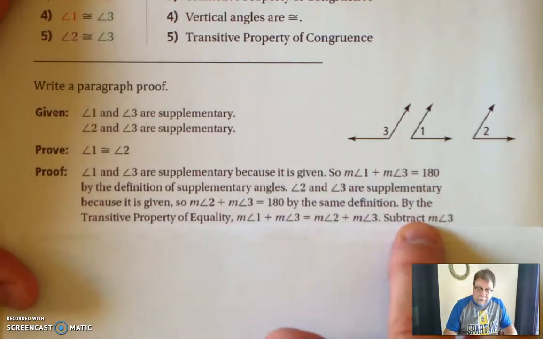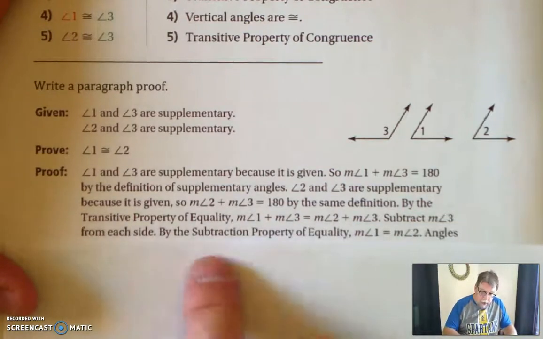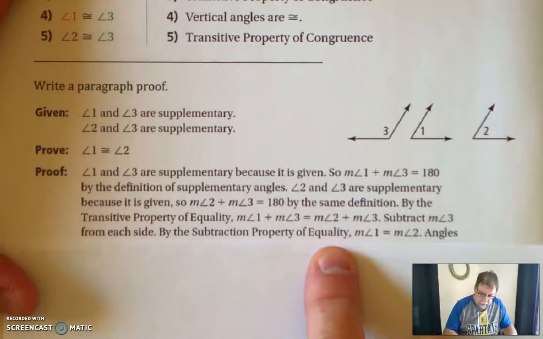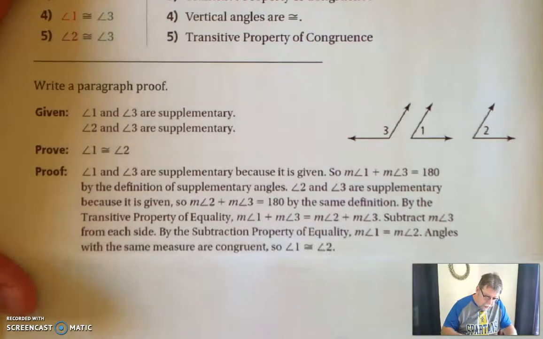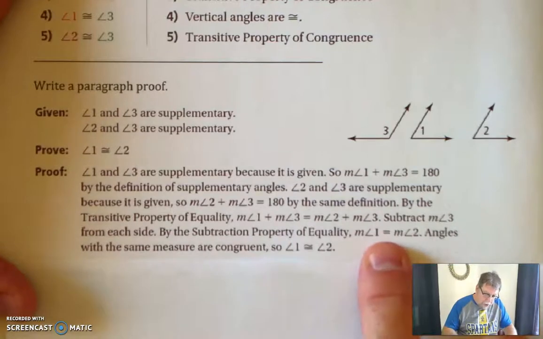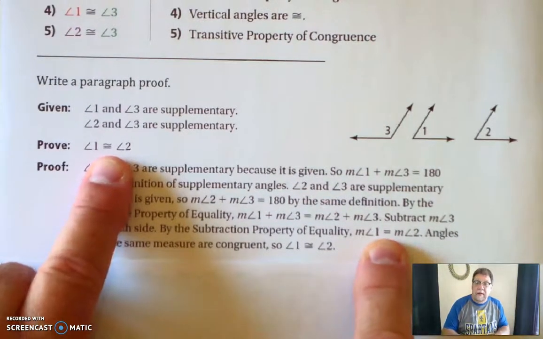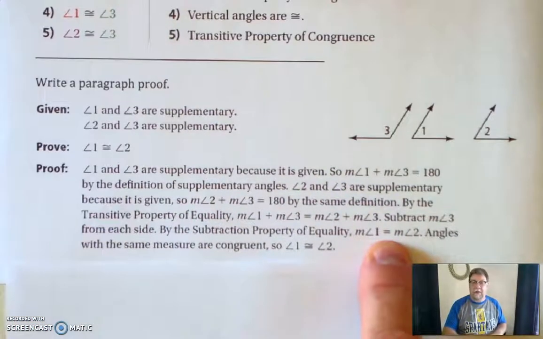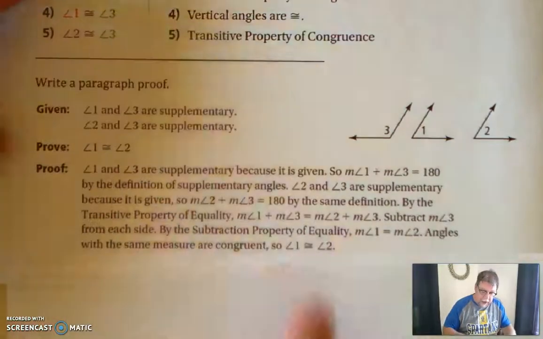Then if we subtract the measure of angle 3 from both sides, that's the subtraction property of equality. And so therefore, angle 1 and angle 2 have to be congruent, because angles with the same measure are congruent. Notice this is not the same statement, by the way. The measure of angle 1 equals the measure of angle 2, and angles with the same measure are congruent, so therefore our final statement has to be true.